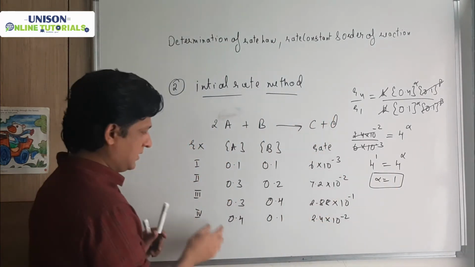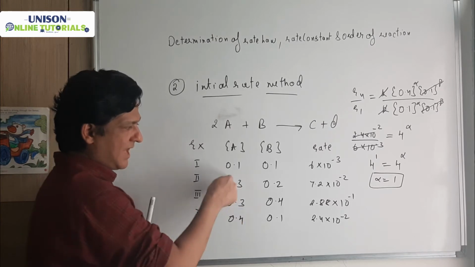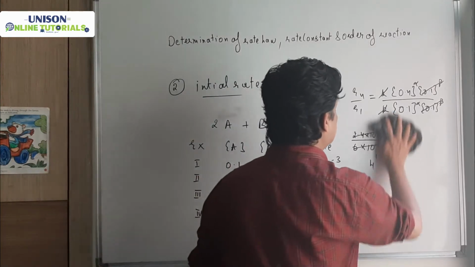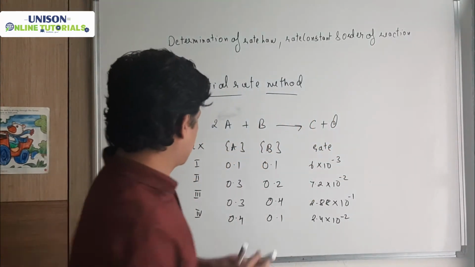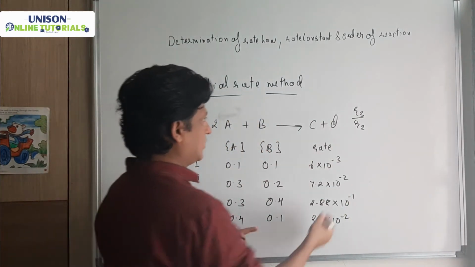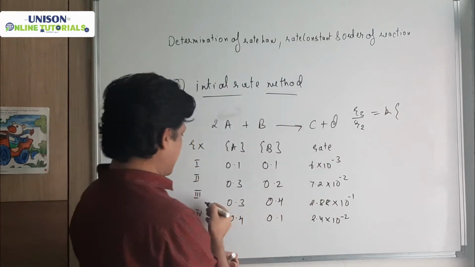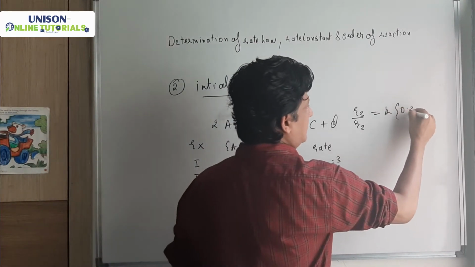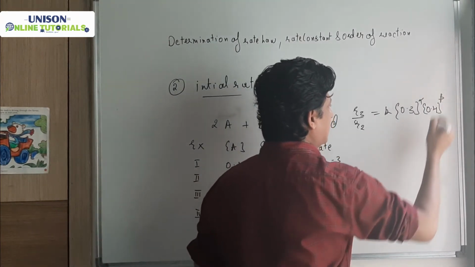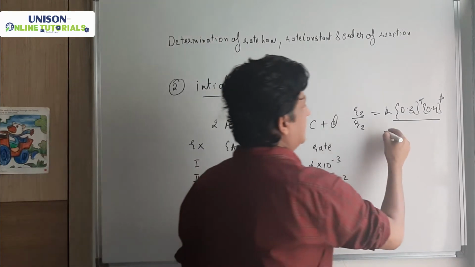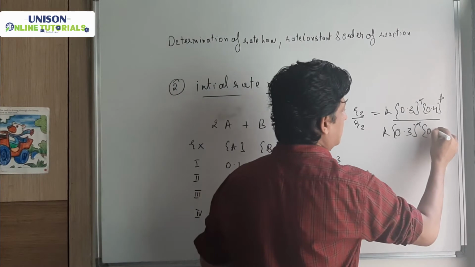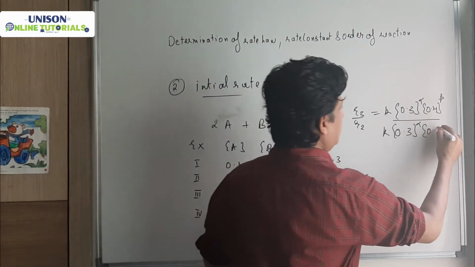Similarly, we can calculate rate 3 by rate 2. We can have the beta. So let's calculate that. So rate 3 by rate 2 equals k. See, rate 3 is (0.3)^alpha (0.4)^beta. Clear? Upon rate 2, (0.3)^alpha and (0.2)^beta.